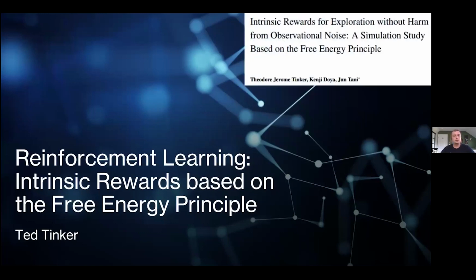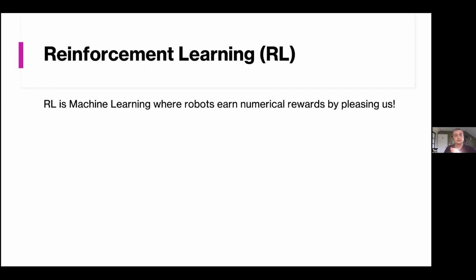Reinforcement learning is machine learning with neural networks and such, where robots can earn numerical rewards by pleasing us. If the robot does something we like, we can give it a positive reward. And if the robot does something we don't like, we can give it a negative reward. That's not a reward, that's a punishment. So we can give these robots pleasure, or we can beat them around until they do what we want. So what kind of machine learning is that?